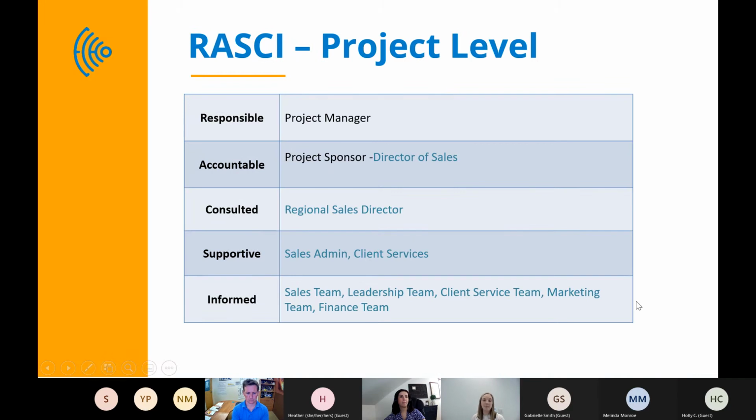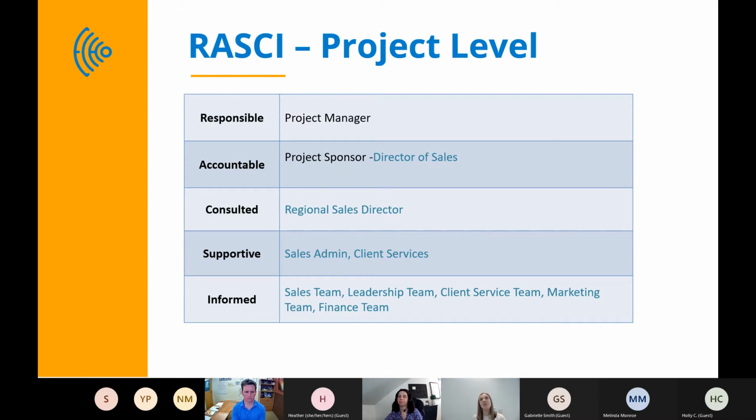So to give you an example, we have a project within the sales organization. So the project manager of the project, right, is responsible. They're gonna get the requirements, they're gonna be tracking and communicating with everyone. They're responsible for the project itself. Accountable, so that's really our project sponsor. So in this example, this would be the director of sales. If you want to think about it as, who's signing the budget, right? Who's signing off on the cost of this project, that's likely who that individual is.